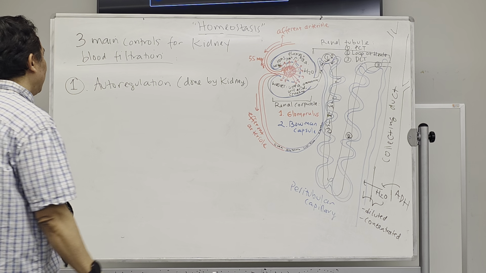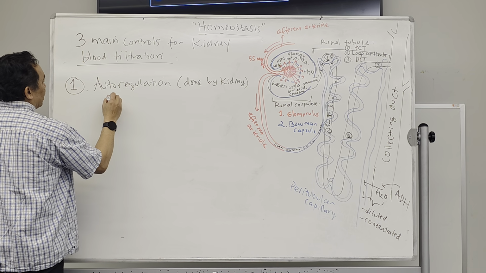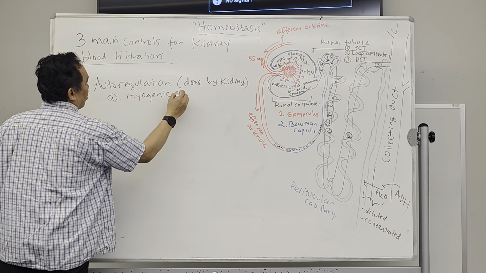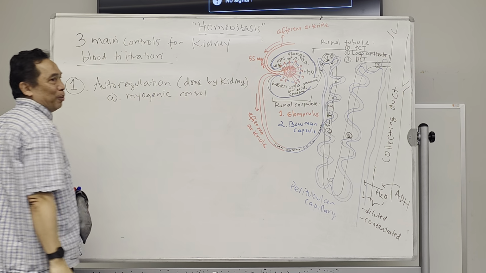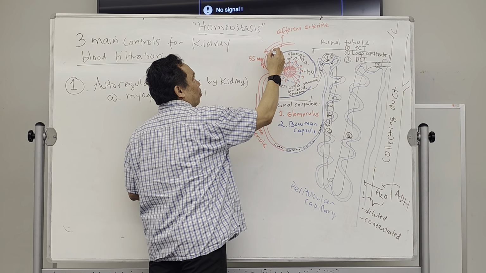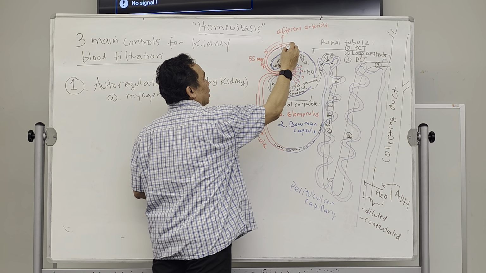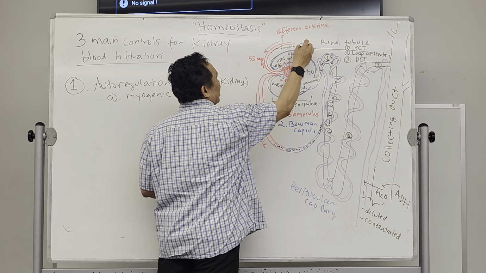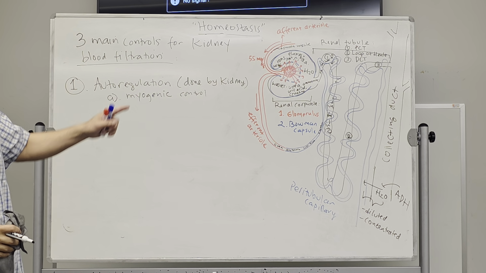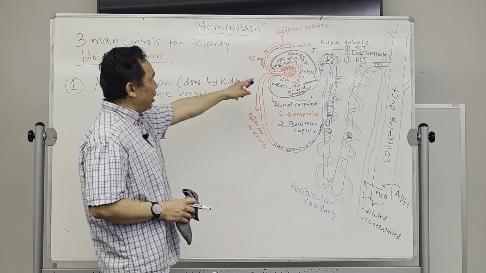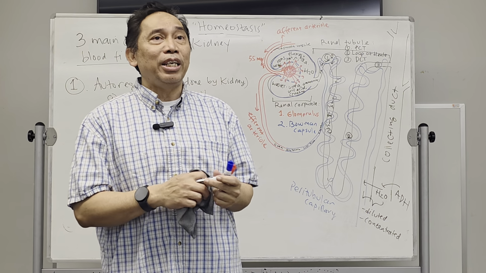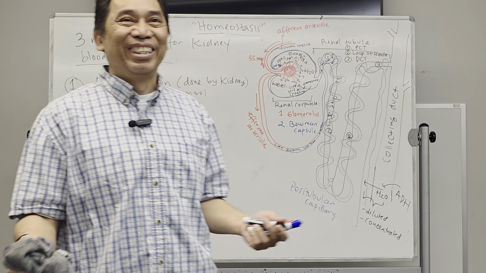This process is what we call first myogenic control, which is within the kidney. Remember this blood vessel, it has muscle, what? Smooth muscle. The smooth muscle that follows these blood vessels that enter into the kidney is able to sense whether the filtration is too fast or too slow.